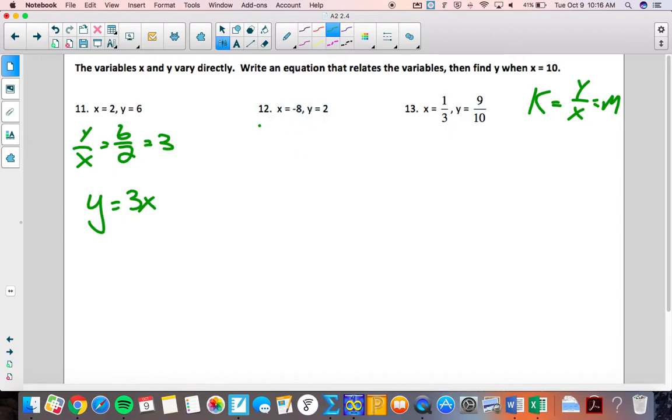Here, our y, or our rise, is 2, and our run is -8. So our direct variation is -1/4. So we get y equals -1/4 x.